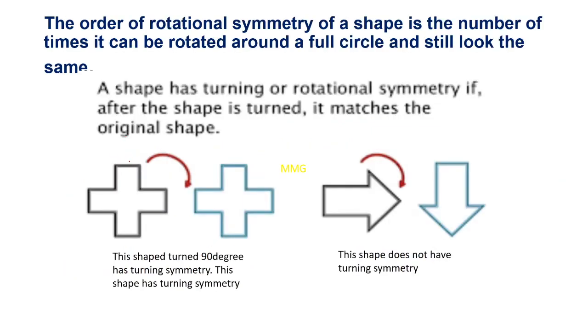Now, children, here you can see some more shapes. A shape has turning or rotational symmetry if after the shape is turned it matches the original shape. So children, here you can see this is the original shape. When you turn it by 90 degrees you get this shape, and this shape is exactly the same, or it can easily fit into the original shape. So this shape has rotational or turning symmetry. Now, children, look here, this is the second shape, and when you rotate this shape by 90 degrees you get this shape, and you can see that this shape does not have turning symmetry.